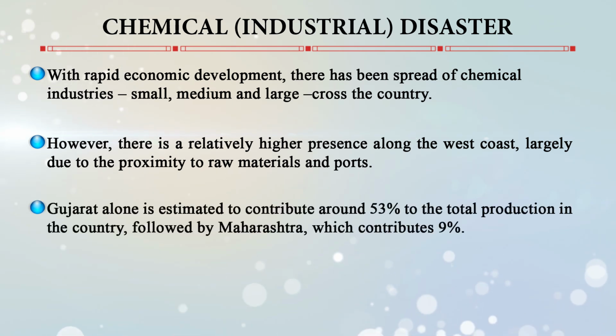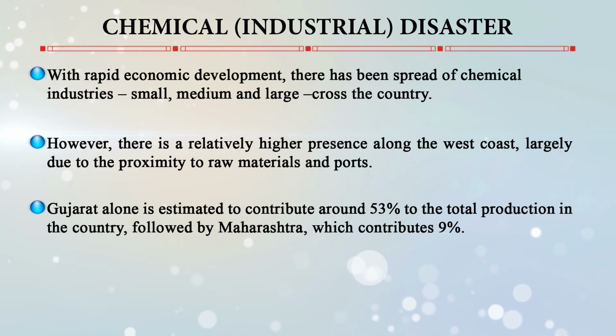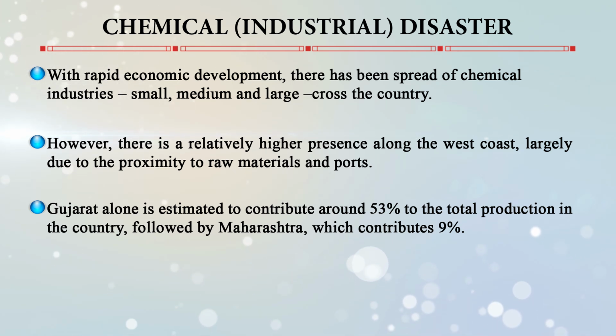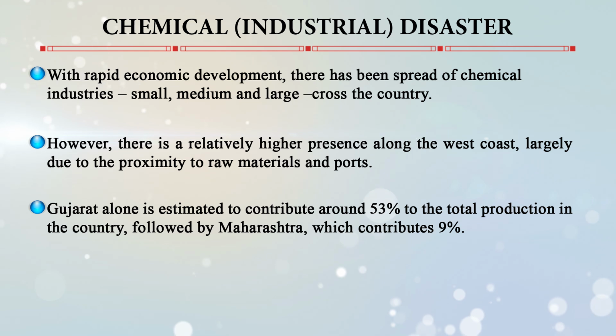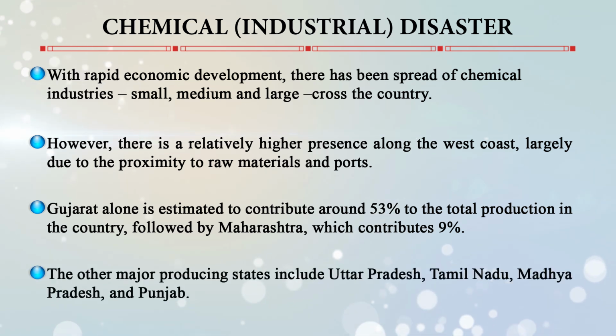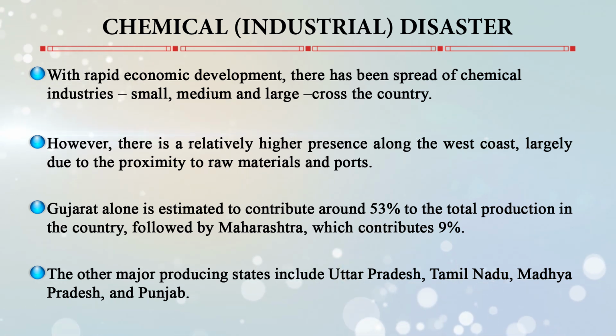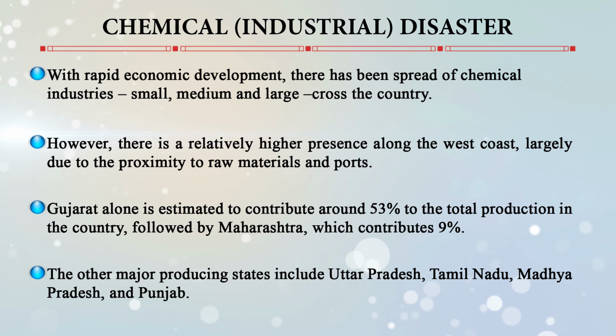Now, Gujarat, if we take as an example, this alone is estimated to contribute almost half, that is 53% to the total production in the country, which is again followed by Maharashtra, which contributes 9%. The other major producing states include Uttar Pradesh, Tamil Nadu, Madhya Pradesh and Punjab. So, all these are industrially very rich places or states.